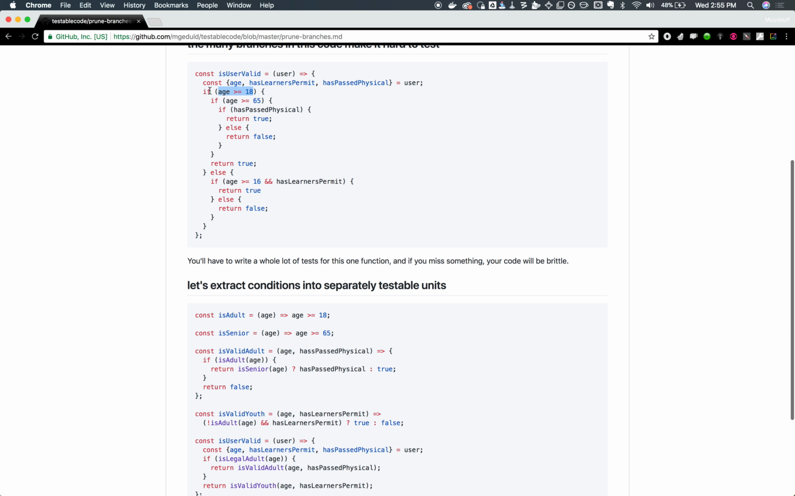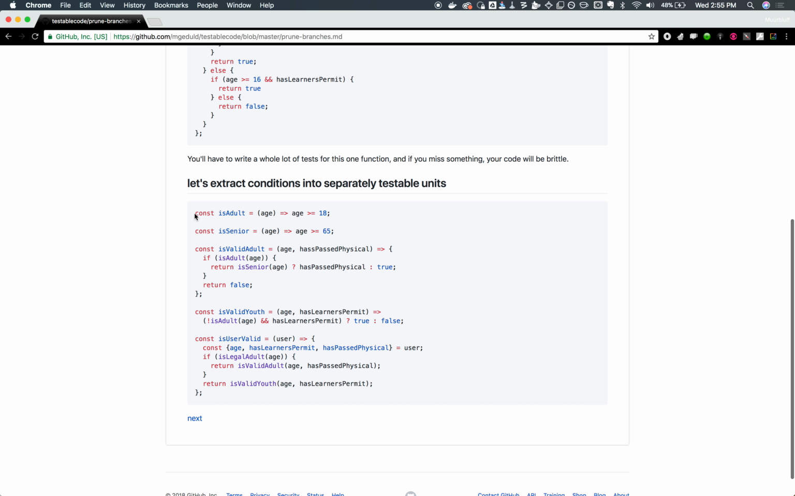So for instance, this one right here, this test of age is greater than or equal to 18. I have turned that into a function called isAdult. Right here, we've got isSenior, so on and so forth. And then the function that calls all of these becomes much smaller.